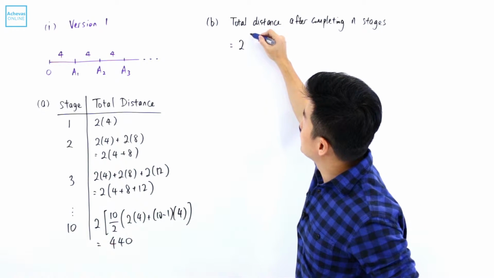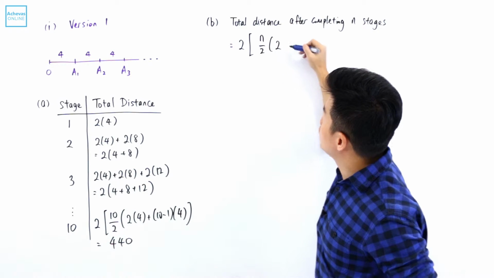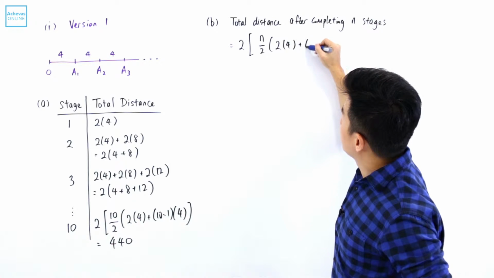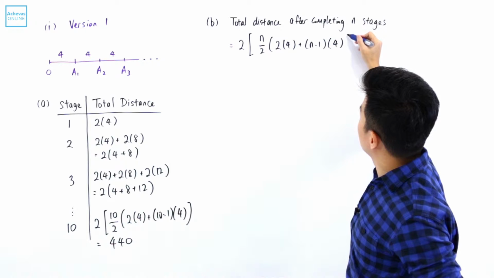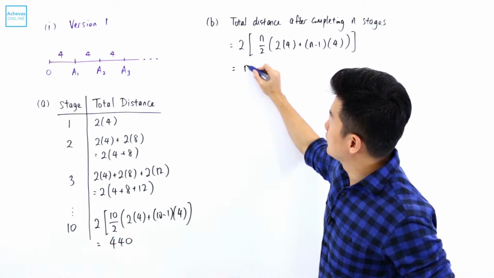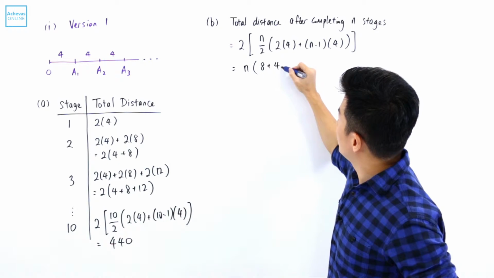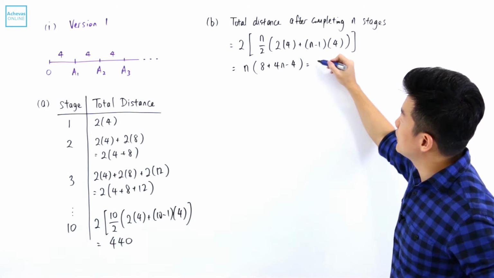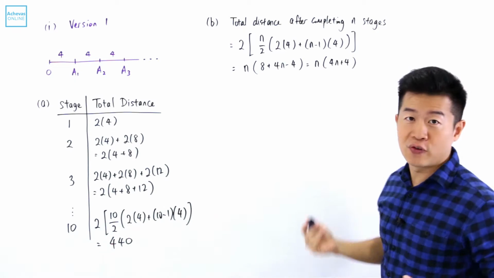So it is 2 multiplied by n divided by 2, then 2 times the first term of the AP, which is 4, plus n minus 1 multiplied by the common difference, which is also 4. When the 2 cancel out each other, it is n. So what I have left here is 8 plus 4n minus 4. So the general expression that we are looking for is n multiplied by 4n plus 4.